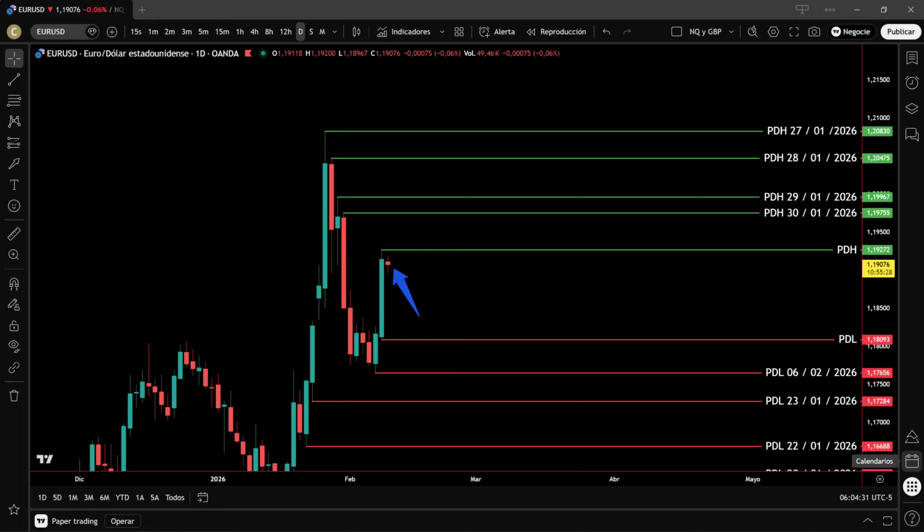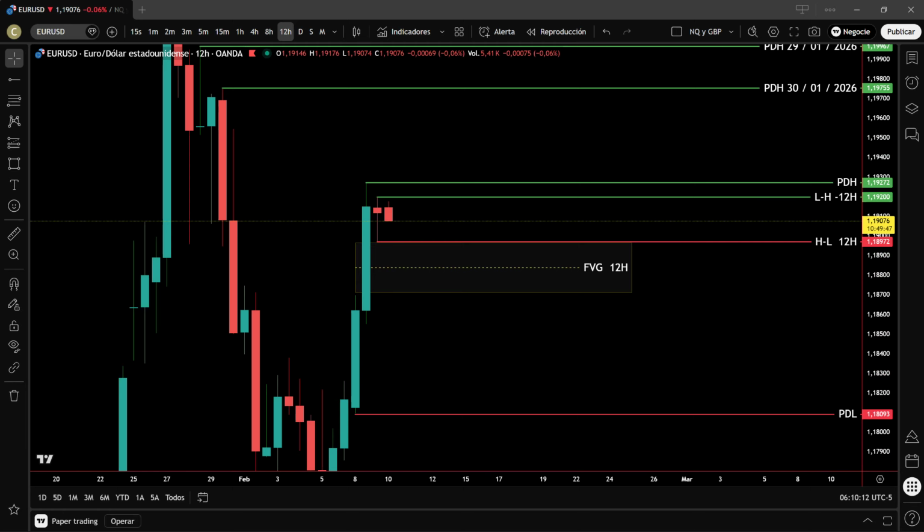We have plotted the previous daily highs and lows as key liquidity zones. During the London session, prices are respecting the previous daily high, PDH. The blue arrow marks the current rejection at this resistance, while we monitor the lower red levels as potential retracement targets. On the 12-hour time frame, we refine the closest liquidity zones.